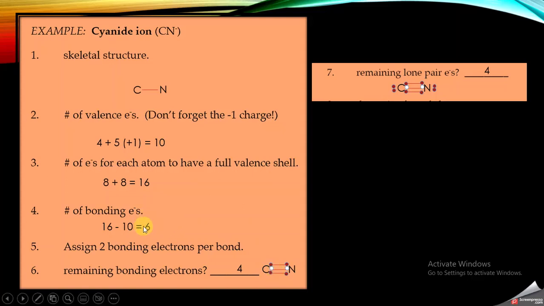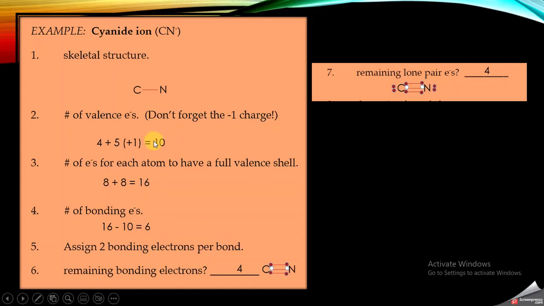So when you have leftover bonding electrons, you create the double and the triple bond. So we created 2 more bonds to utilize all of the 6 bonding electrons: 1, 2, 3, 4, 5, 6. We have utilized the bonding electrons. Now check if we have any valence electrons left. Yes, because we have 10 valence electrons.